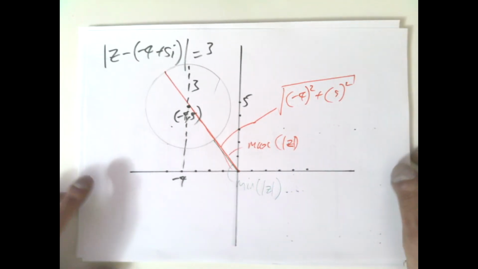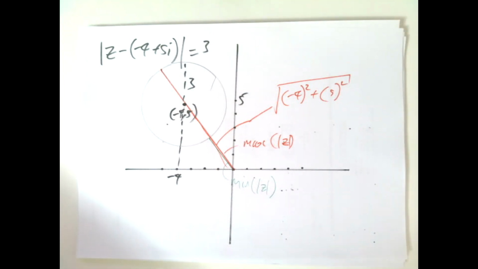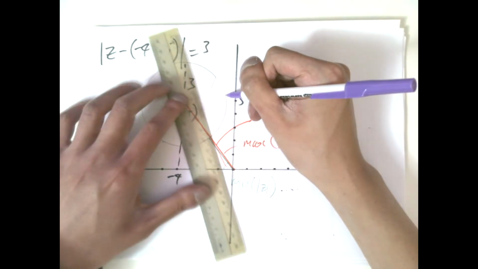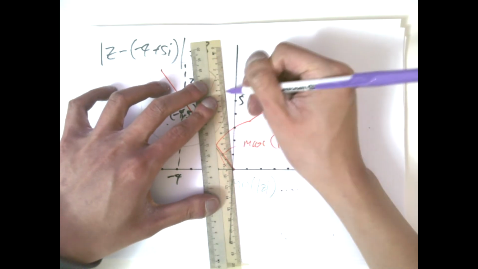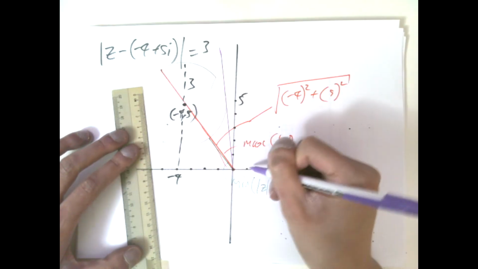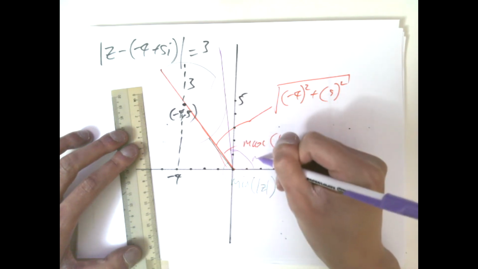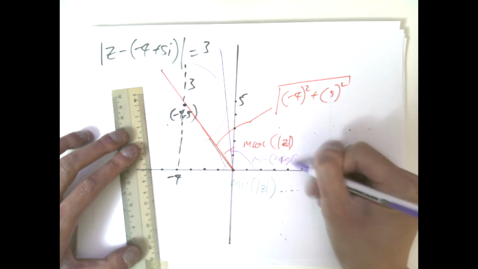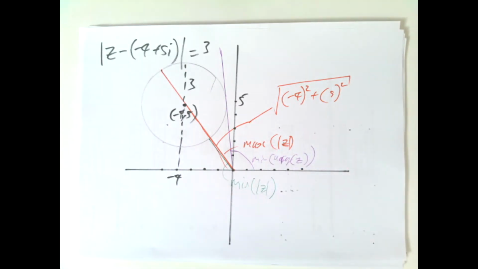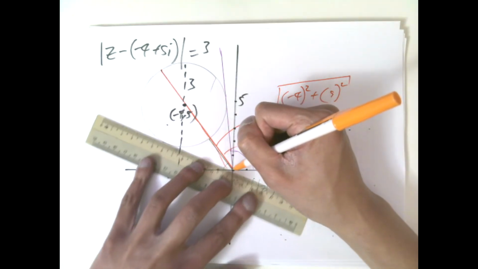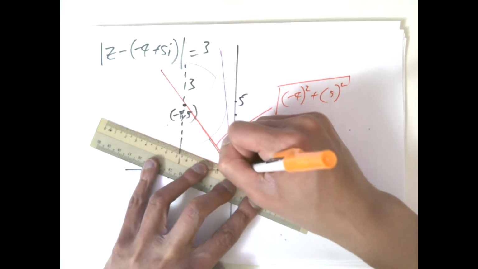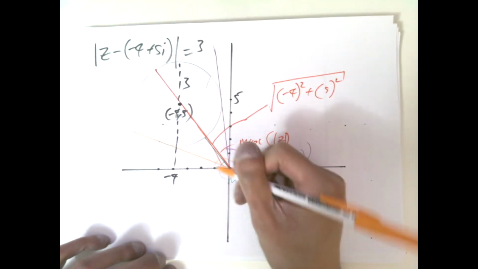Now remember, the argument of a complex number is the angle the complex number makes with respect to the real axis. So we use different colored pens to determine the minimum angle. This purple line is going to be the minimum. And this orange line is going to determine the maximum.